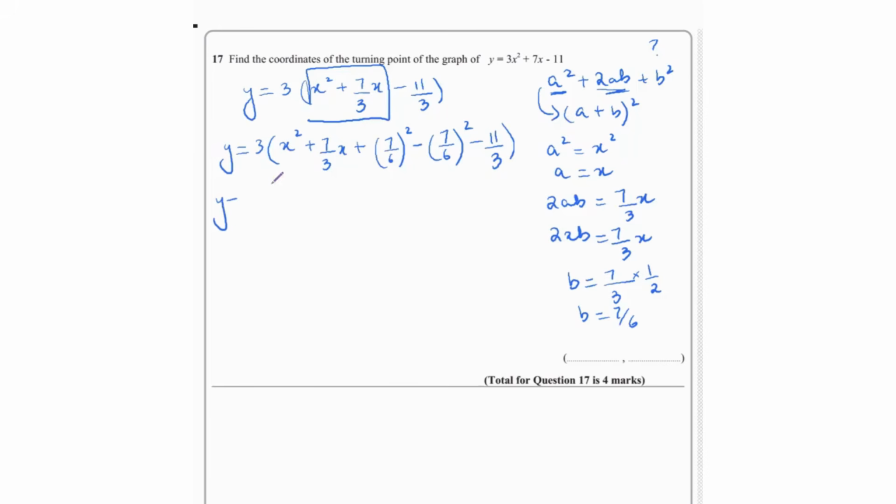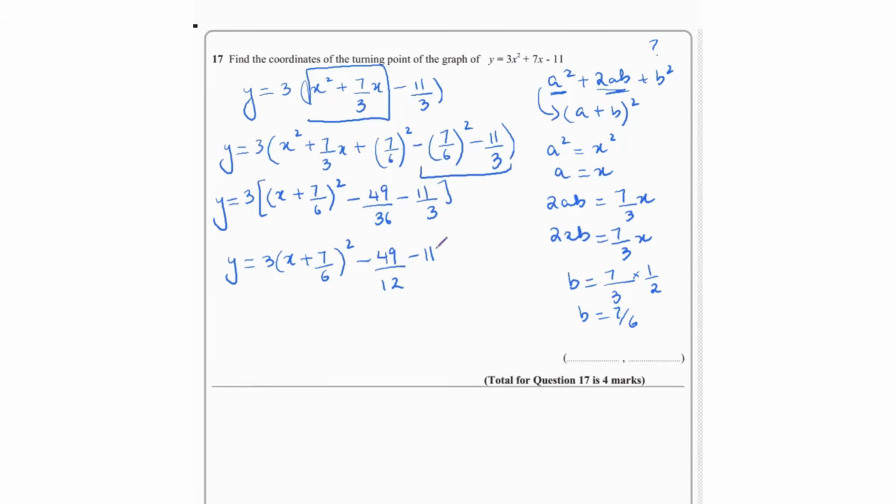Now we rewrite this as a complete square, which is going to be 3 bracket x plus 7 over 6 whole squared. This will be outside the brackets. That's going to be minus 49 over 36 minus 11 over 3. Now we times the 3 with the brackets. So it's going to be 3 bracket x plus 7 over 6 squared minus 49. 3 divided by 36, that's going to be 12 over here, minus 11 over here.